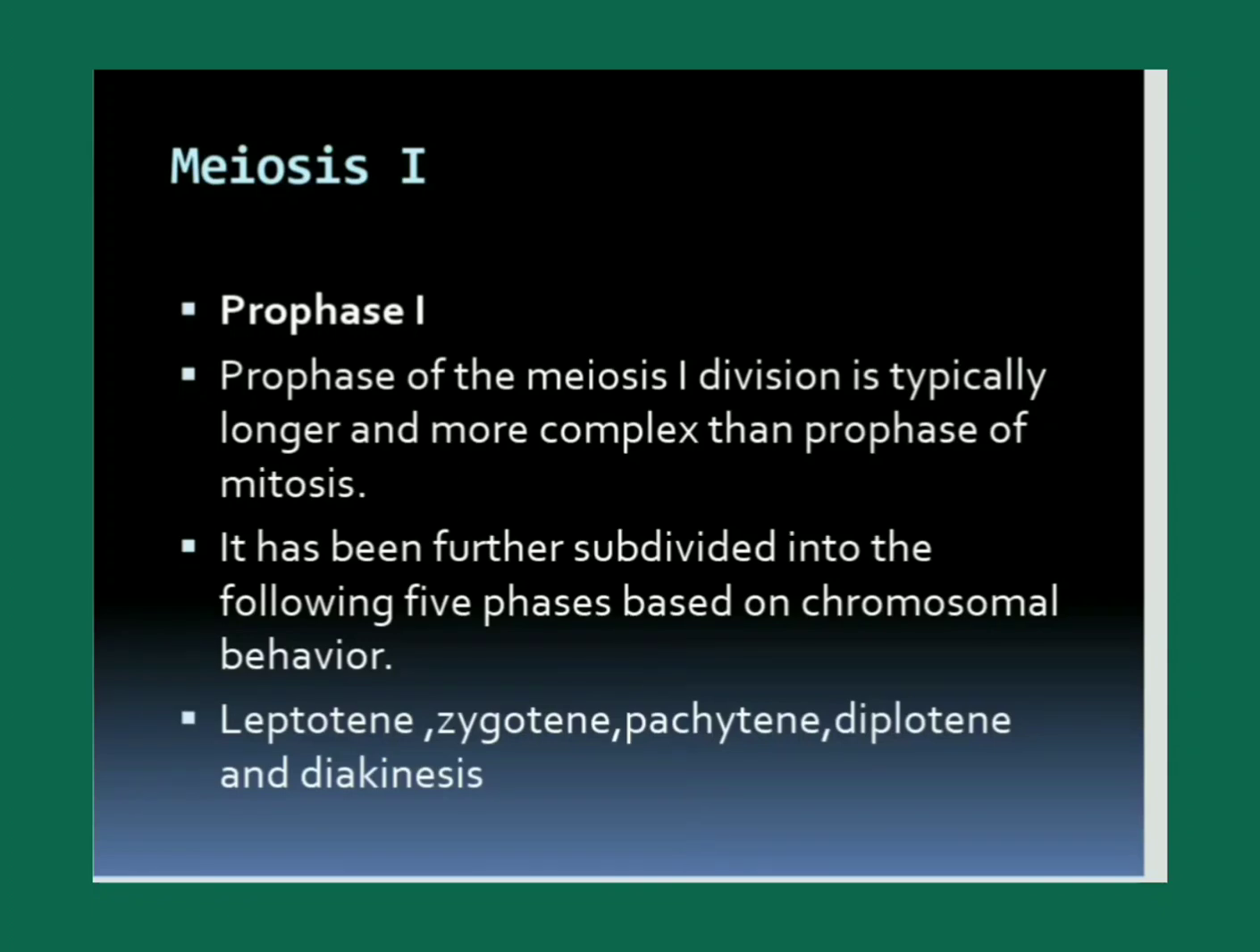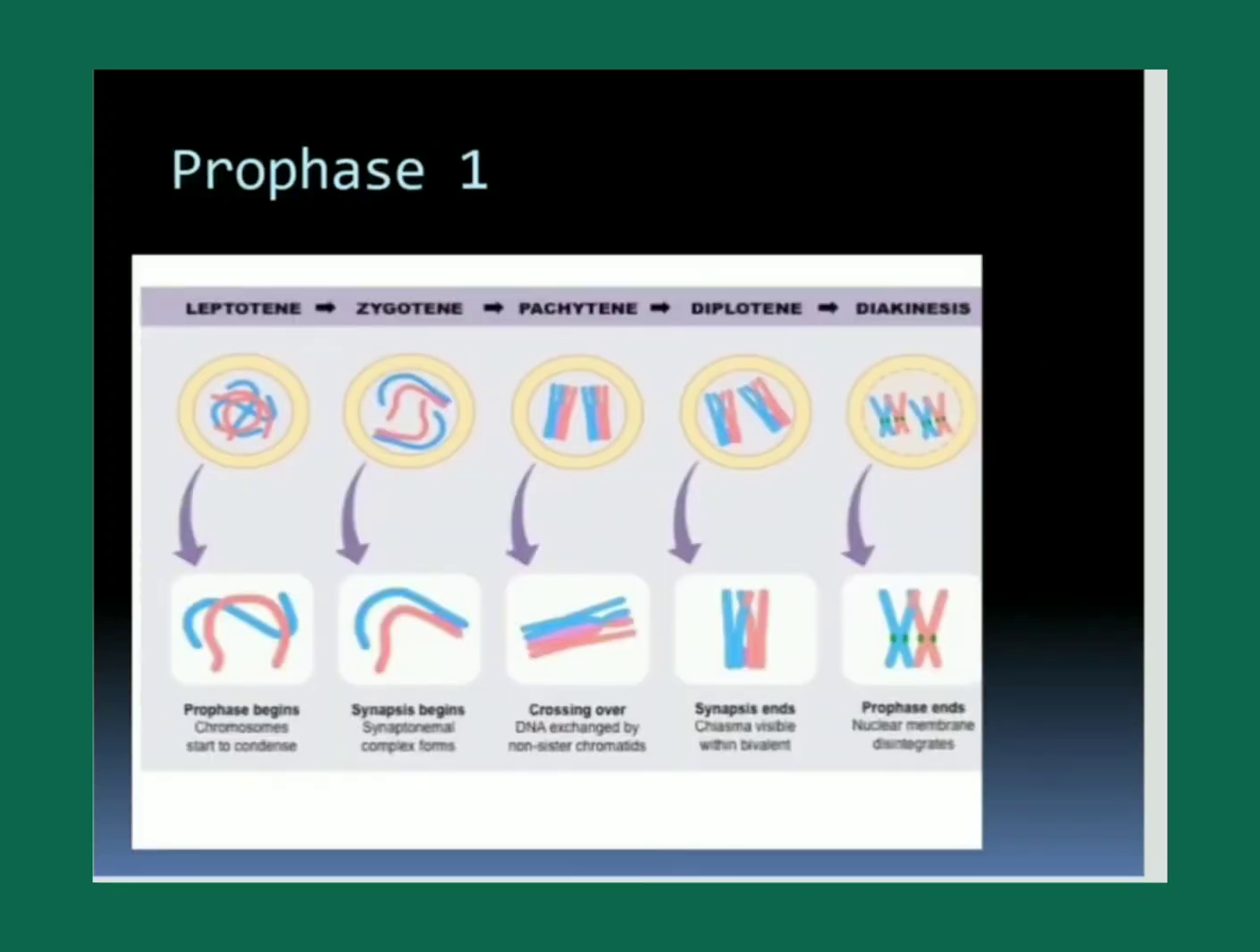So prophase 1 of meiosis is the longest one and more complex than the prophase of mitosis. It has been further subdivided into the following 5 phases based on the chromosomal behavior. Those are leptotene, zygotene, pachytene, diplotene and diakinesis. Leptotene is the first stage of prophase 1, where the chromatin threads condense to form rod shaped chromosomes. In zygotene the synapsis will take place. That means the homologous chromosomes will fuse together to form the synaptonemal complex.